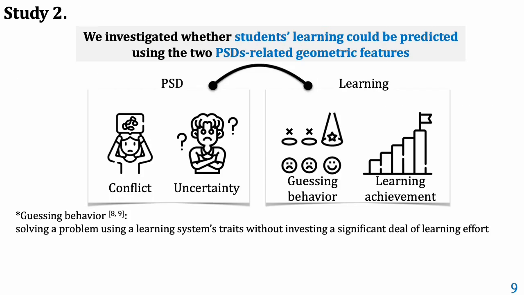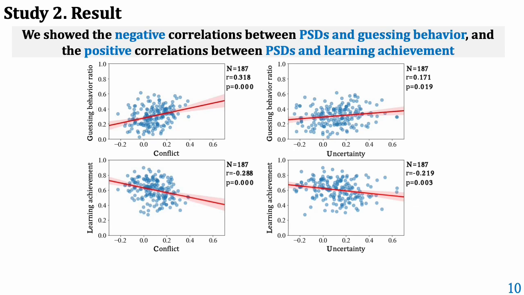Extending the results of Study 1, we investigated whether students' learning could be predicted using the 2 PSDs related geometric features in Study 2. Specifically, we analyzed guessing behavior and learning achievement. Guessing behavior is solving a problem using a system's traits without investing in learning effort. Firstly, the results showed negative correlations between PSDs and students' guessing behavior ratio. Also, we observed positive correlations between PSDs and learning achievement.